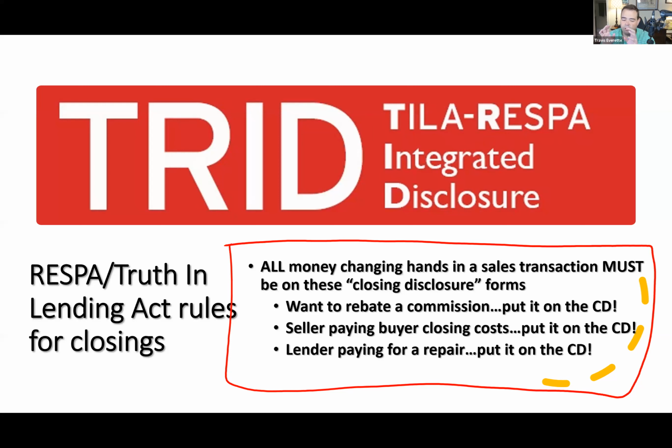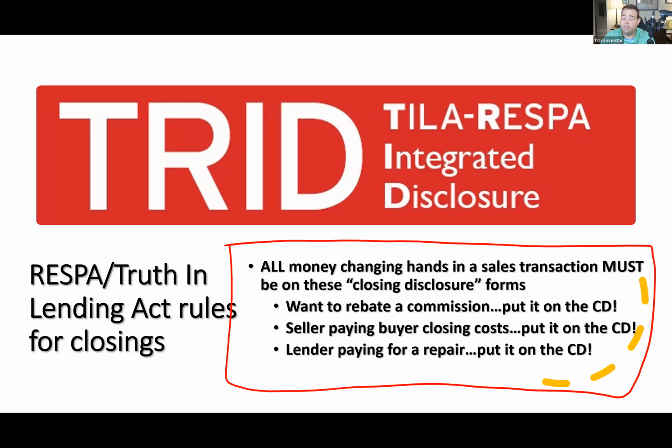As I mentioned there, just put it on the closing disclosure. Make sure it gets on the closing disclosure and you'll be fine. Is it legal to buy your client a washer and dryer as a closing gift? Is that legal? Yeah. Sure. As long as you put it where? In the closing disclosure.